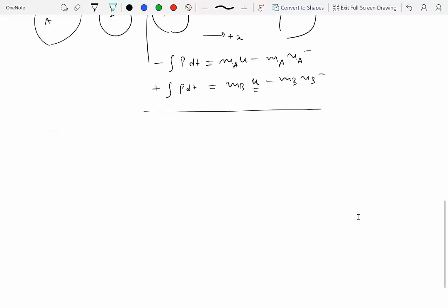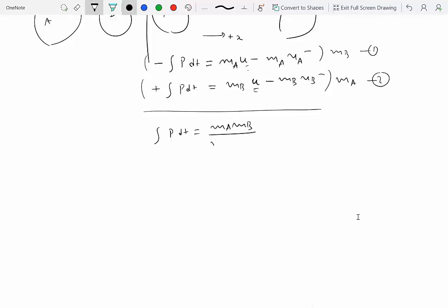But what I want to do is actually get integral p dt by getting rid of u. So what I can do is multiply this equation with mB, and multiply this equation with mA, and then subtract. So let's say this is 1, this is 2, and I can subtract 2 from 1, and that would get rid of the term u from here, and I will get integral p dt. So if I go ahead and do that, let's see what we get. We get integral p dt equal to mA times mB over mA plus mB, times VA minus minus VB minus, right? So we get rid of u. Another way you could do this is you could solve for u from 1 and then substitute into equation 2 and get integral p dt.